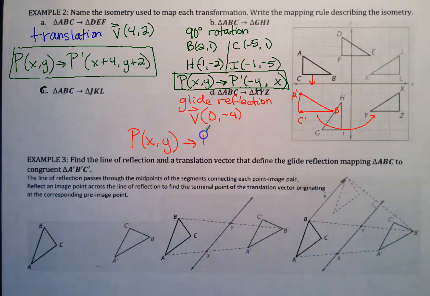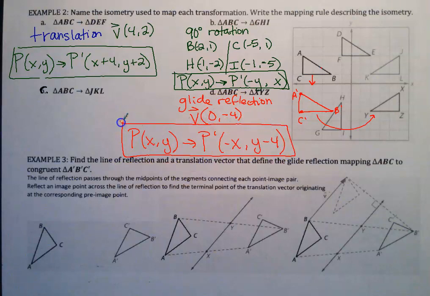So our x changes. So we're going to have a negative x. How about our y? X or y minus 4. Okay. Our y changes only in the y minus 4, which we could have gotten from our glide vector as well, our translation vector. Very nice.